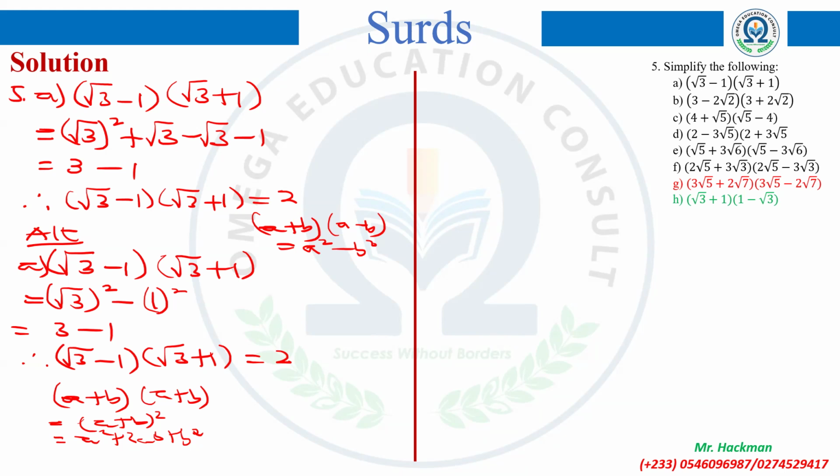Okay, great. Now we are going to do more. We have a lot here. Maybe we are going to look at B, I will skip and look at E, then the rest, I believe you should be able to deal with it. So now let's go to B. What are we given? In bracket 3 minus 2 root of 2, then in another bracket 3 plus 2 root of 2.